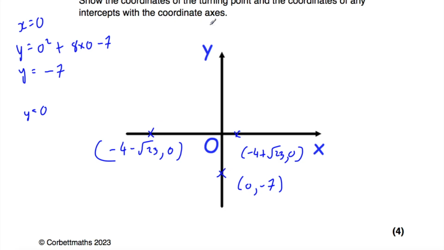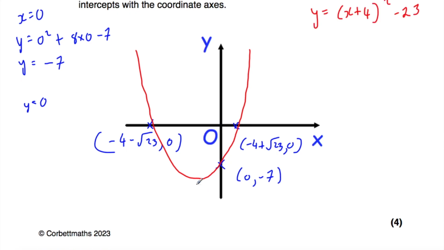Now we also have been asked to find the coordinates of the turning point. Actually, so let's just sketch our quadratic. Okay, so that's a little sketch of the quadratic, and I've tried to get it to go through those points. Now we want to find the coordinates of the turning point as well. Okay, so now let's consider the coordinates of the turning point.